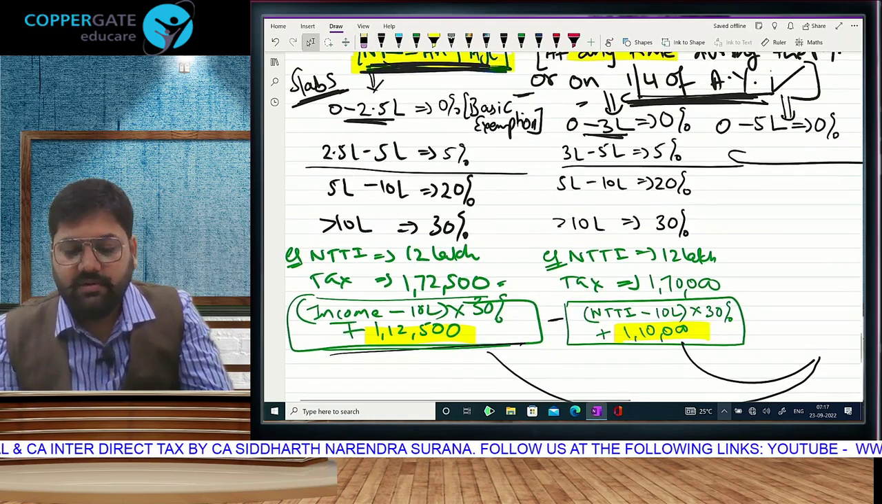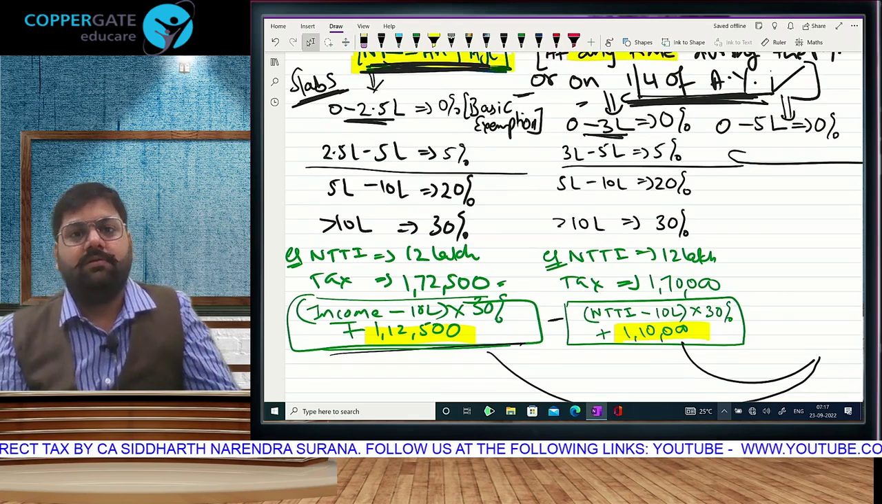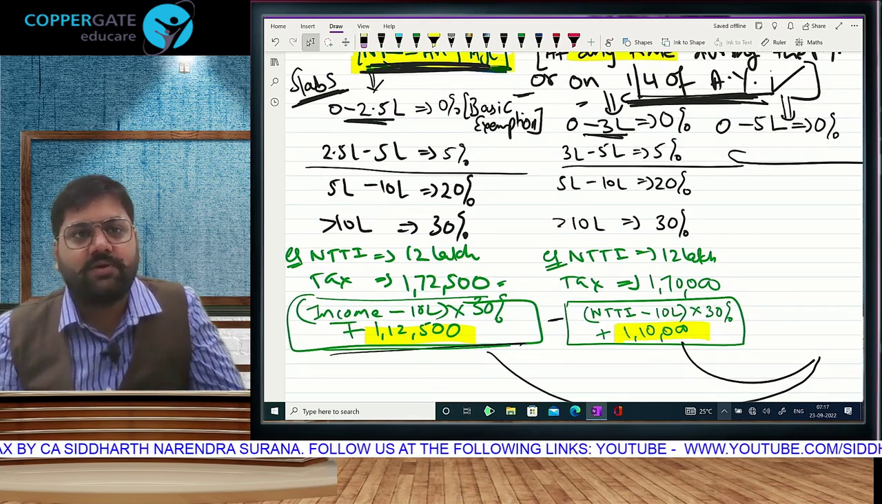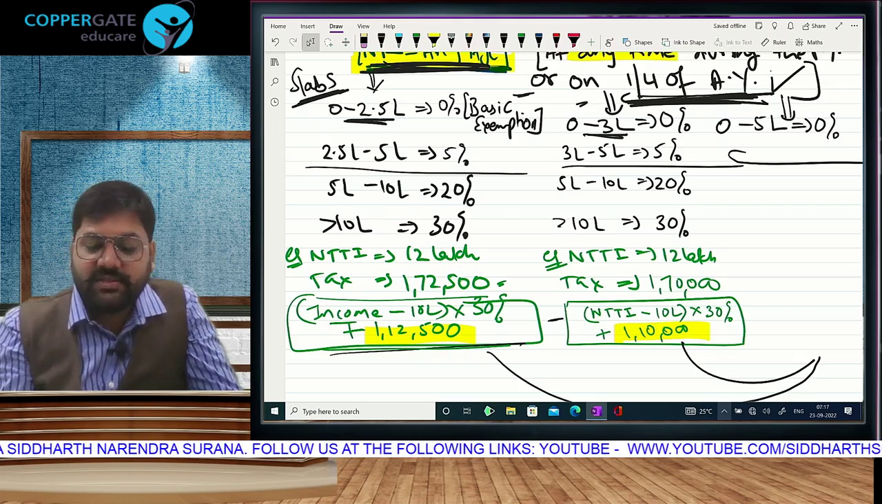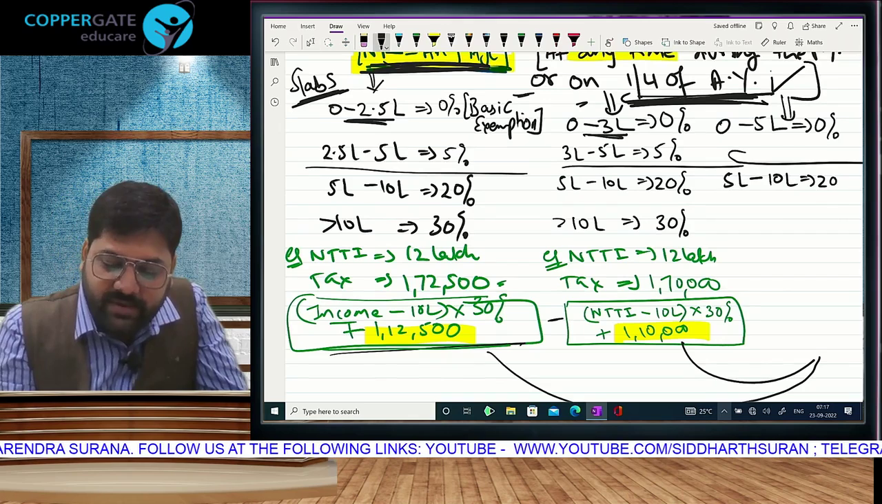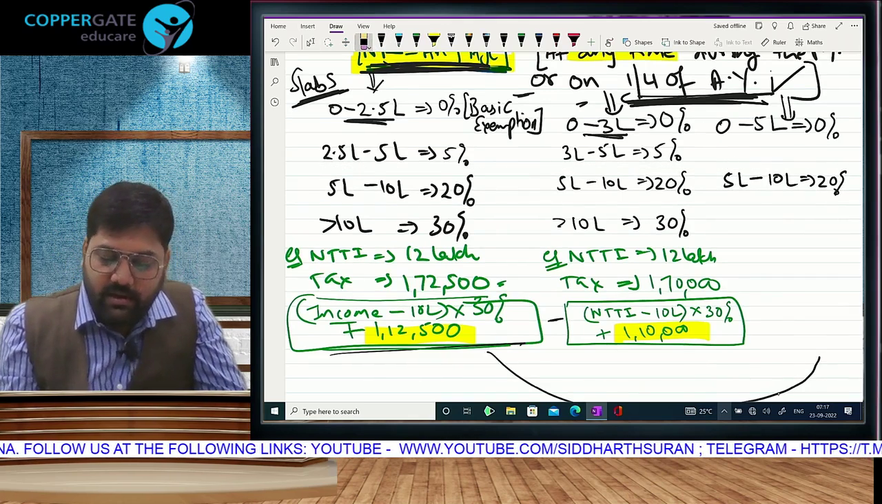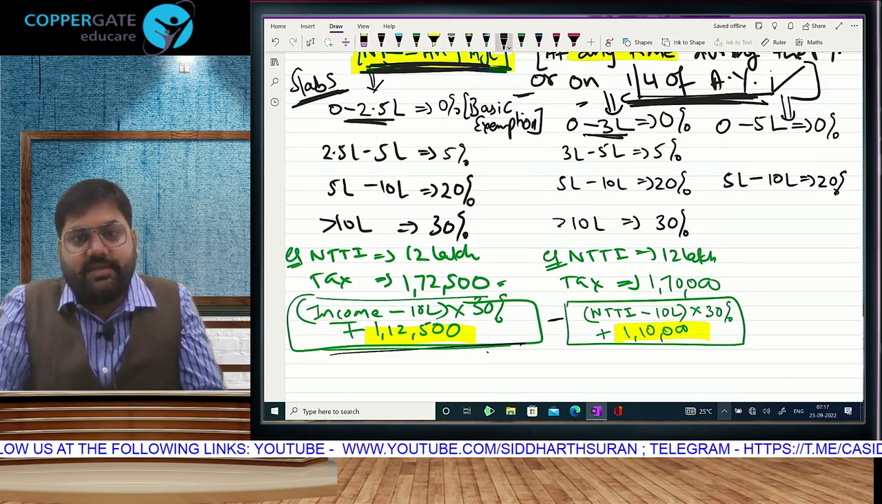Everything else is same. Sir, everything else is same means after 5 lakh, they also pay tax like other people. Up to 5 lakh, no tax. After 5 lakh, they start paying tax directly at 20%. There is no 5% bracket. And once again, a possibility of making a mistake in exam.